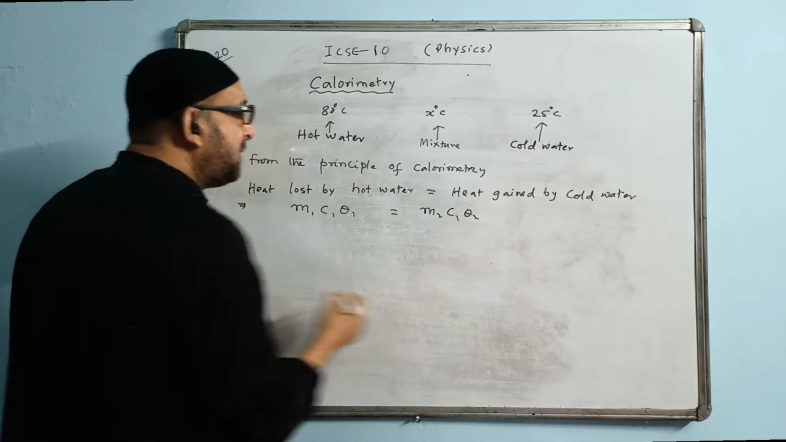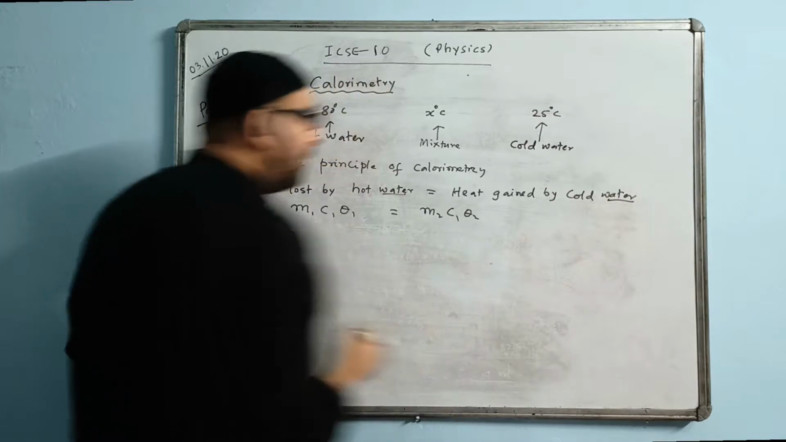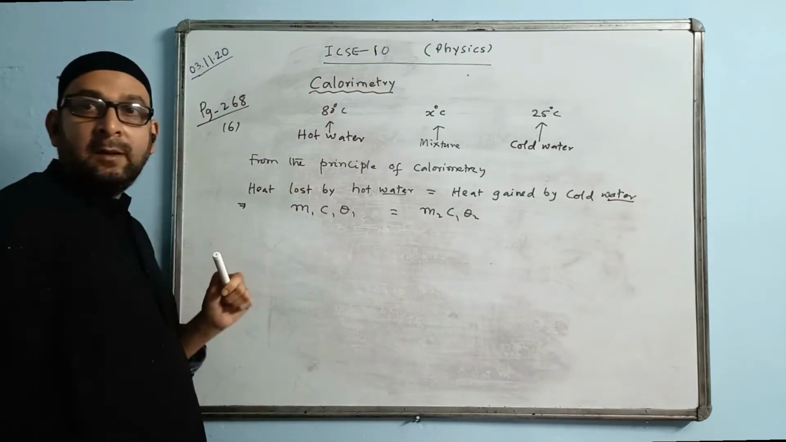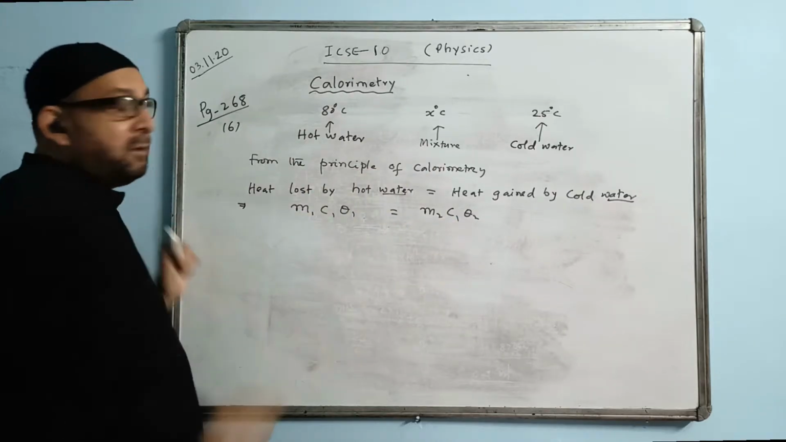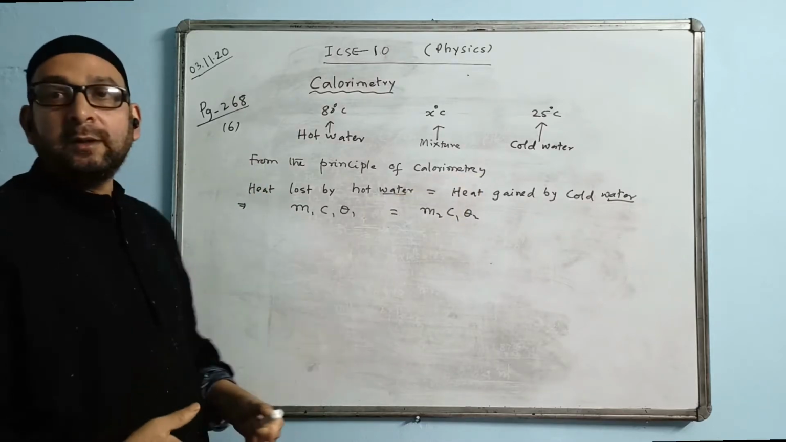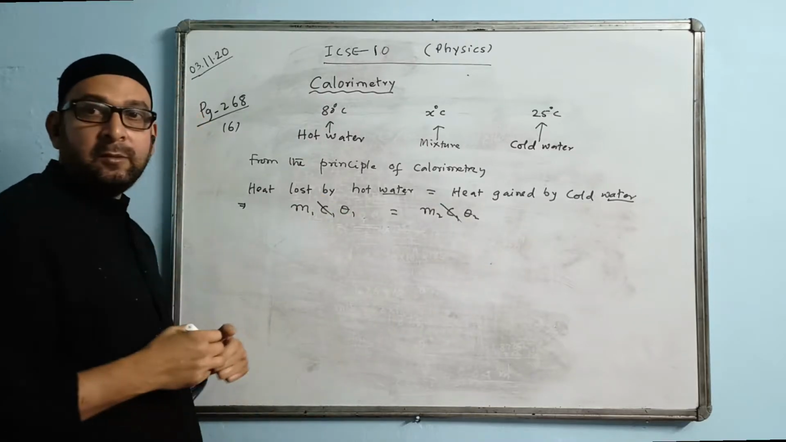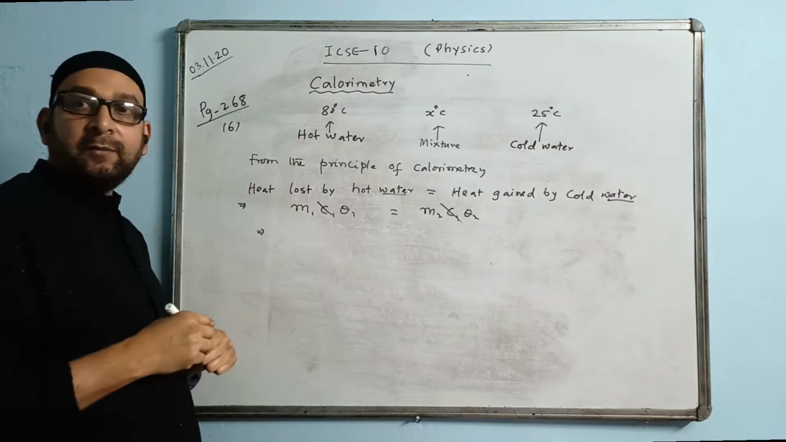But c2 is the same as c1 because here also we have water. The value of specific heat capacity of water will be the same. If they were two different substances, I would let C1 here and C2 there. But here the substance is the same, water on both sides. That's why these two values will be equal, so we can cancel them. We may not have to use the value.